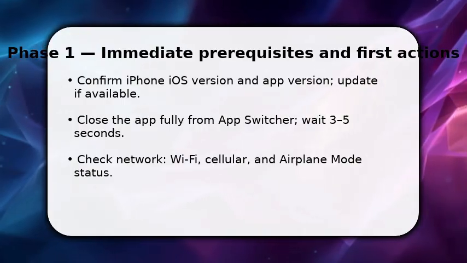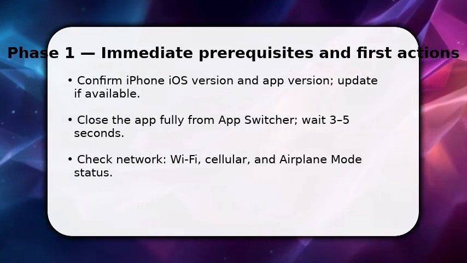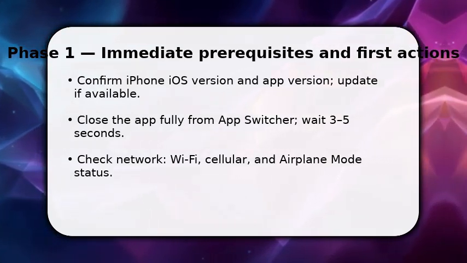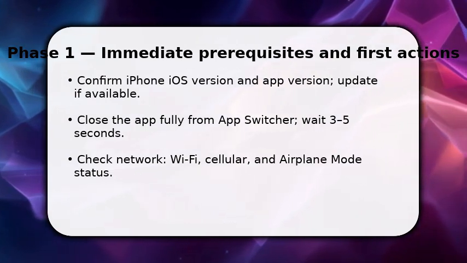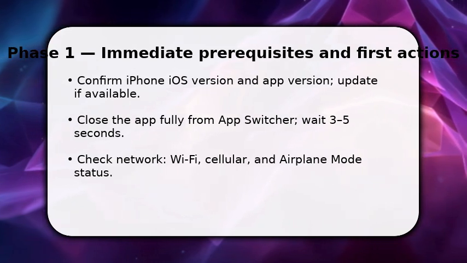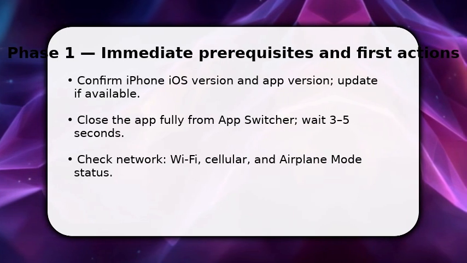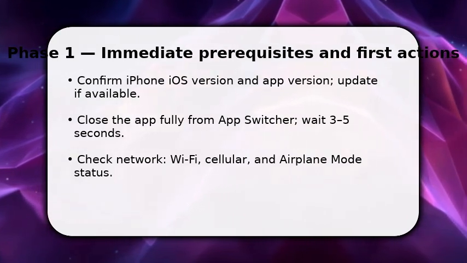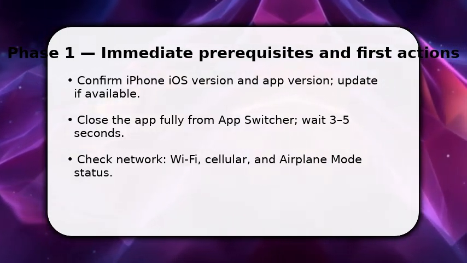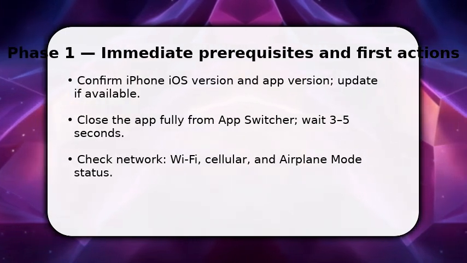You're going to start by collecting the essentials and taking the first actions now. Check iOS and app updates because many issues are version related. Once done, close the app from the app switcher and wait a few seconds. That clears temporary glitches. Make sure Wi-Fi or cellular is active and airplane mode is off, since network checks eliminate connection causes. If an update is pending, install it and then move on to the next steps.